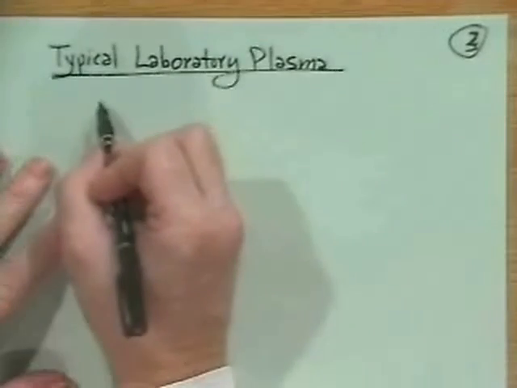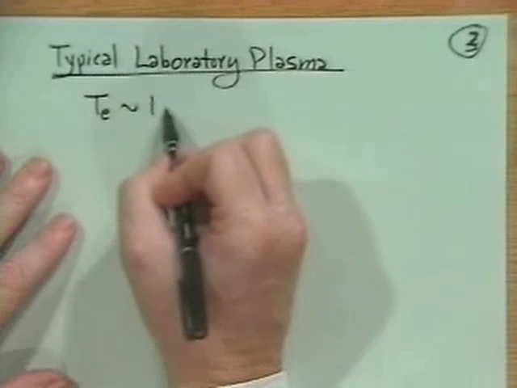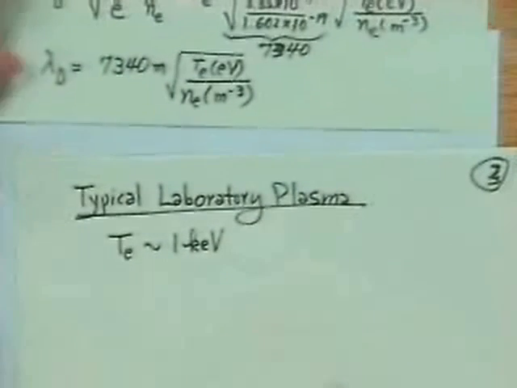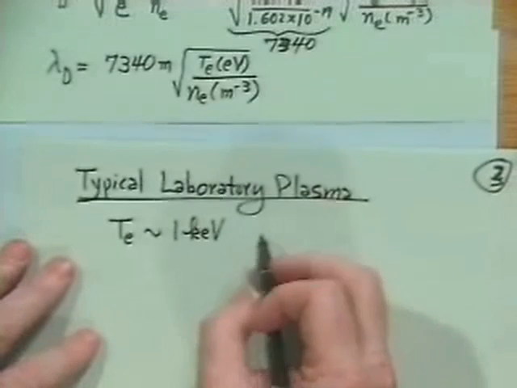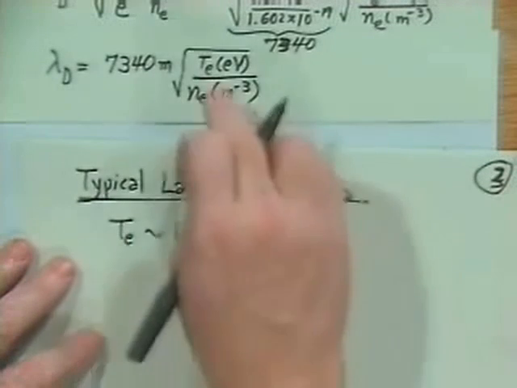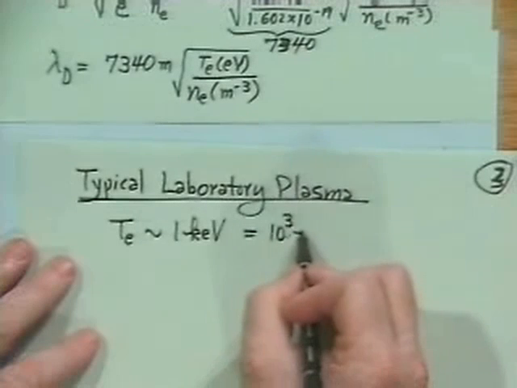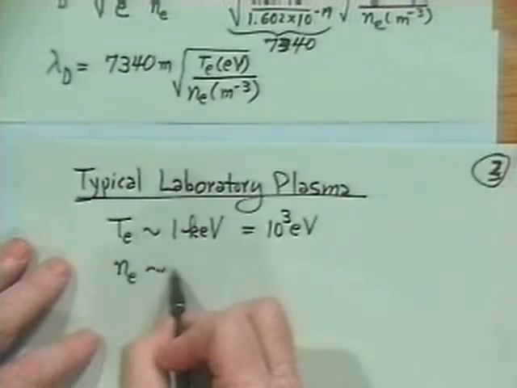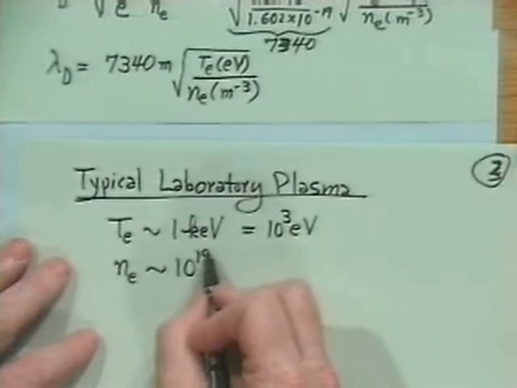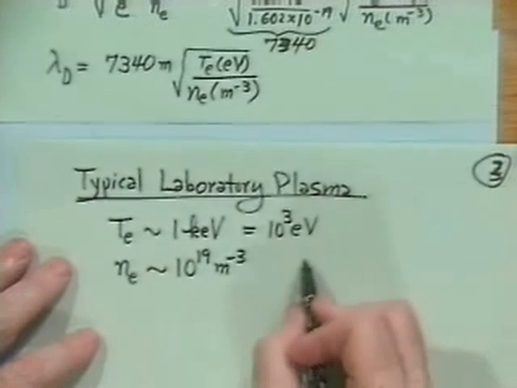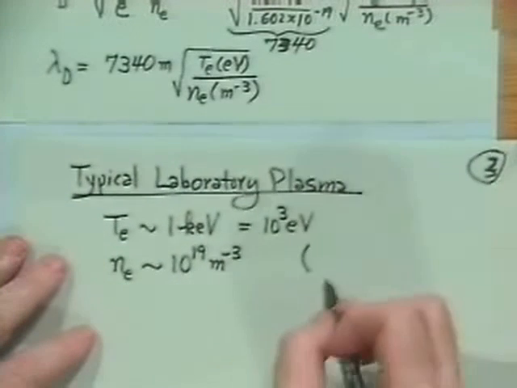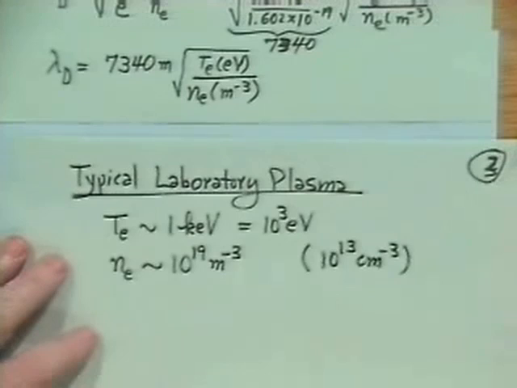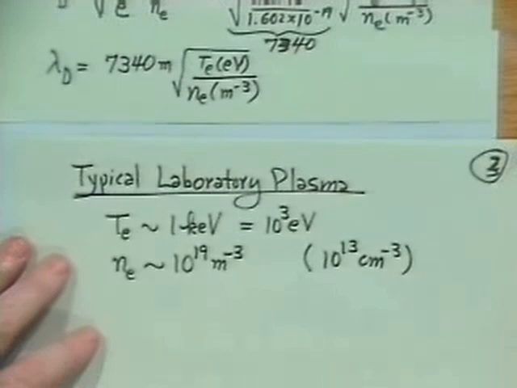It might have an electron temperature on the order of 1 kilo electron volt. Actually, they're not usually quite that hot, but we'd like to have them that hot. Because my formula is in eV, I write it as 10 to the third electron volts. And then the electron density turns out to be of the order of 10 to the 19th per cubic meter. For those of you who, like me, are always thinking more in terms of CGS units, this can also be written as 10 to the 13th per centimeter cubed.